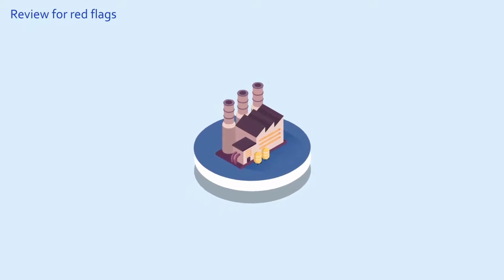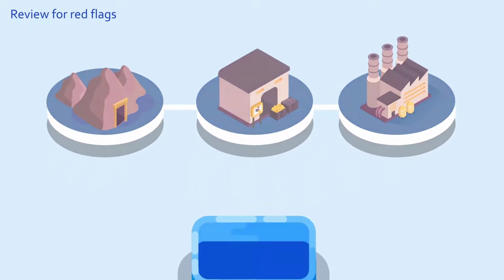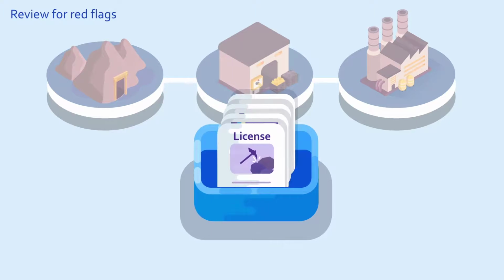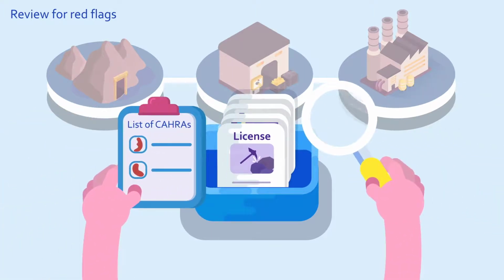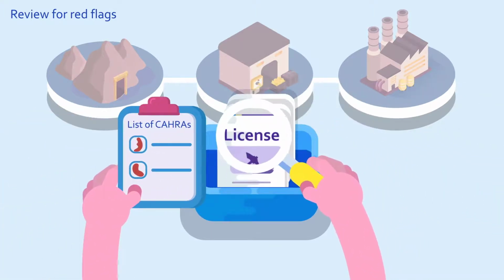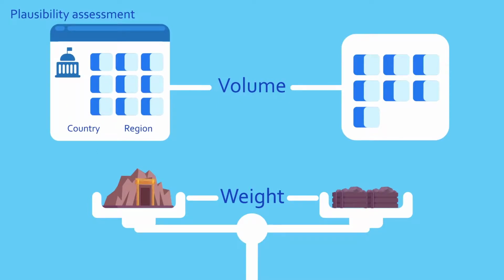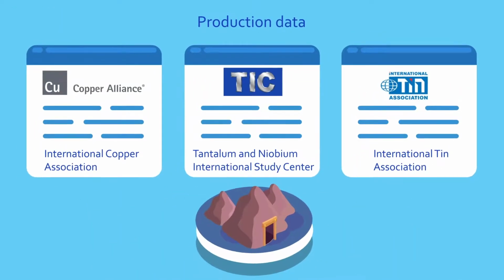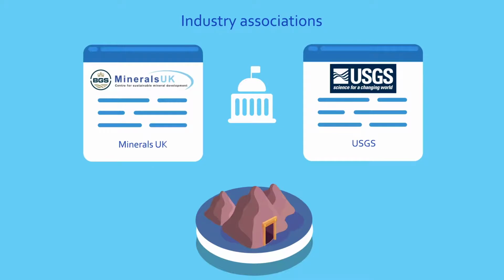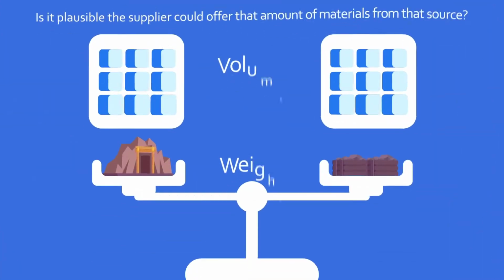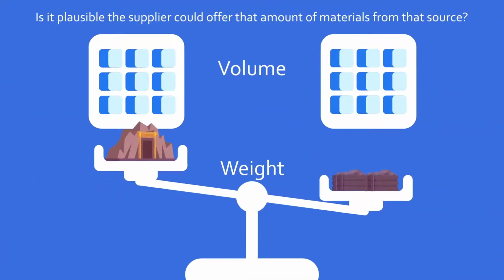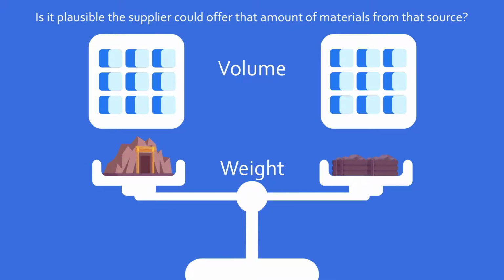To confirm whether you have red flags or not, you now need to review all of the information gathered. Assess whether the information is plausible and compare it with your list of CAHRAs. First, review the material amount and compare it with published estimates of reserves in the area. Refer to industry-specific mineral production data collected by industry associations, academic institutions, and governments. Consider, is it plausible the supplier could offer that amount of materials from that source?